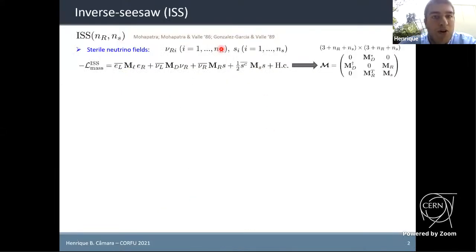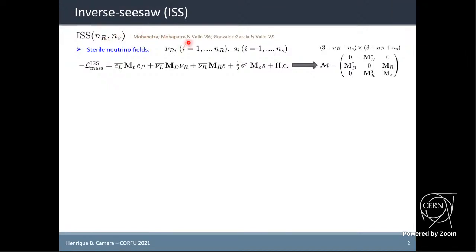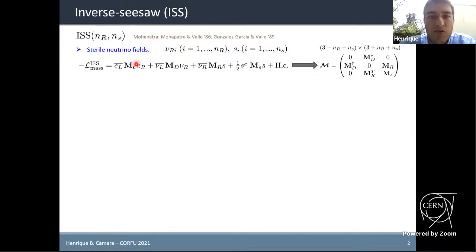So the main focus of our work is the inverse seesaw mechanism for neutrino mass generation, which is implemented by adding to the Standard Model particle content two species of sterile singlet fermions. So we are going to have the usual right-handed neutrinos nu_R, and a second species that we dub sterile singlets S. So the generic inverse seesaw mass Lagrangian has the following form, where besides the charged lepton mass matrix M_L, we are going to have three types of neutrino mass matrices.